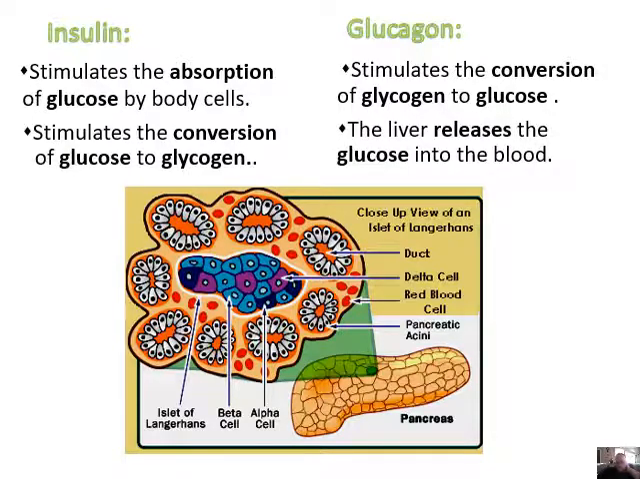So again, the beta cells, which release insulin, stimulate the absorption of glucose and the conversion of glucose to glycogen, specifically in the muscles and in the liver. Whereas glucagon, which is released by the alpha cells, converts glycogen into glucose, releasing the glucose into the blood. So if there is too little glucose, you're going to release glucagon. If there is too much glucose, you're going to release insulin.